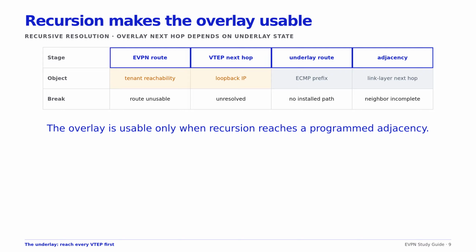A control plane route can therefore be present while its next hop is unusable. Do not stop at show BGP. Prove recursion until the final forwarding object is programmed.